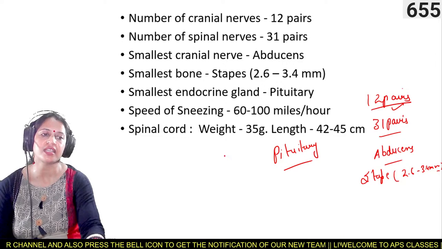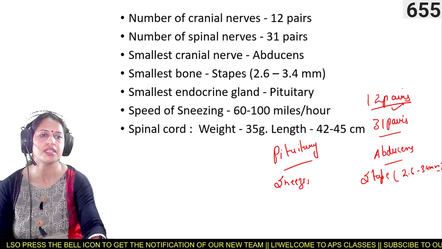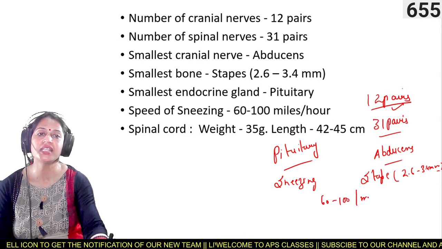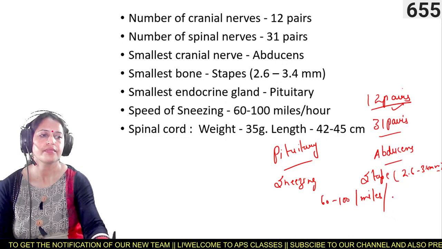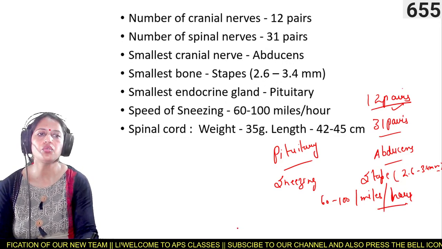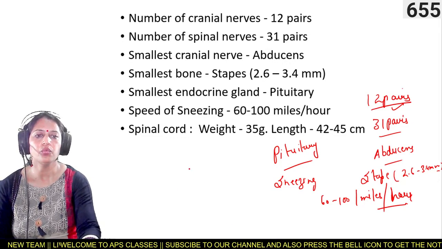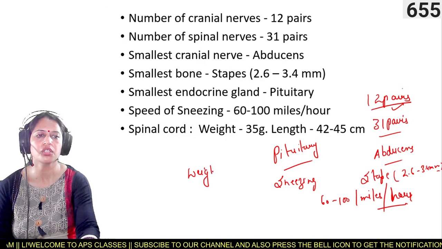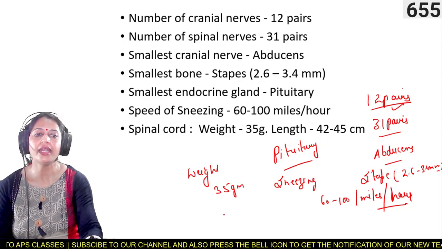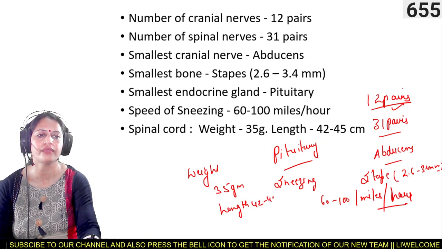Speed of sneezing is 60 to 100 miles per hour. The weight of the spinal cord is near about 35 grams, and the length of the spinal cord is near about 42 to 45 centimeters.